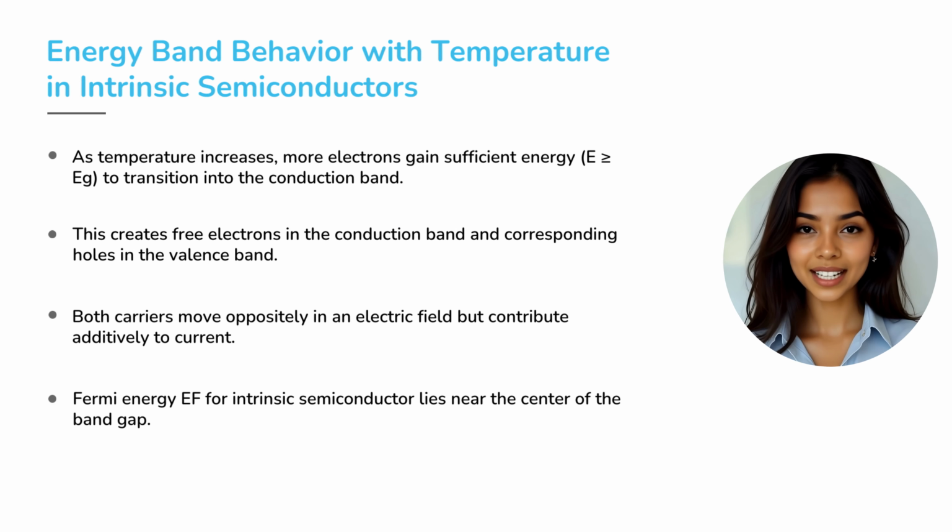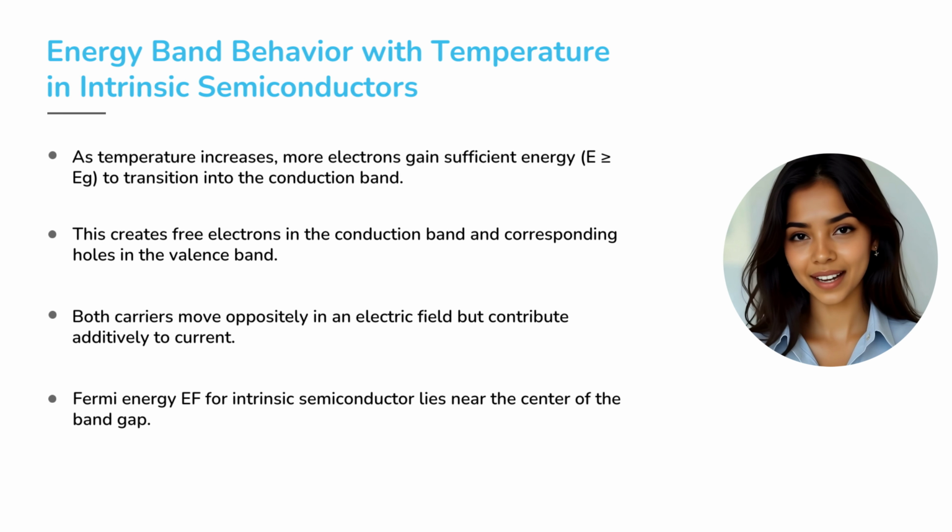Okay, back to that energy band diagram, but this time, let's heat things up. Literally. As temperature increases, more and more electrons acquire enough energy, greater than or equal to the band gap E sub g, to jump up from the valence band into the conduction band. That creates free electrons in the conduction band and corresponding holes in the valence band.